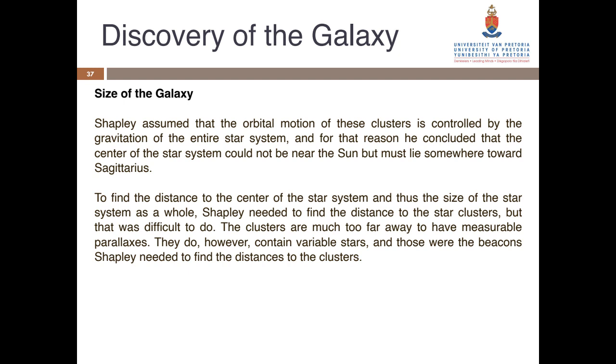To find the distance to the center of the star system, and thus the size of the star system as a whole, Shapley needed to find the distance to the star clusters. But that was difficult to do. The clusters are much too far away to have measurable parallaxes. They do, however, contain variable stars, and those were the beacons Shapley needed to find distances to the clusters.